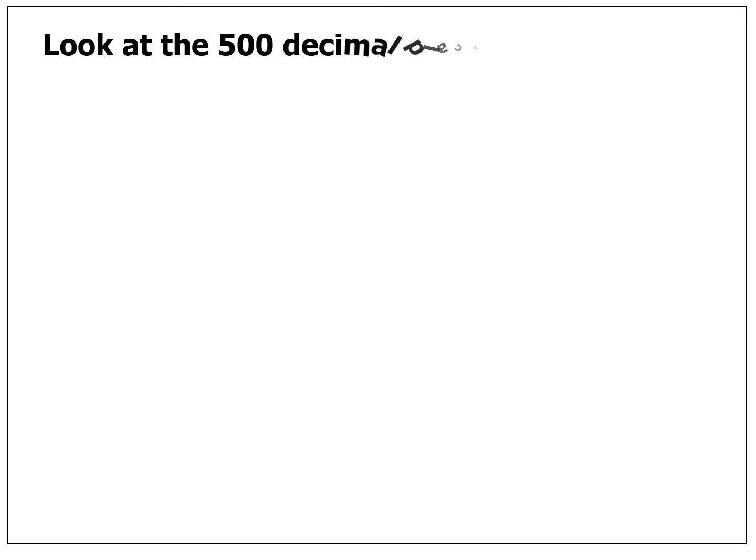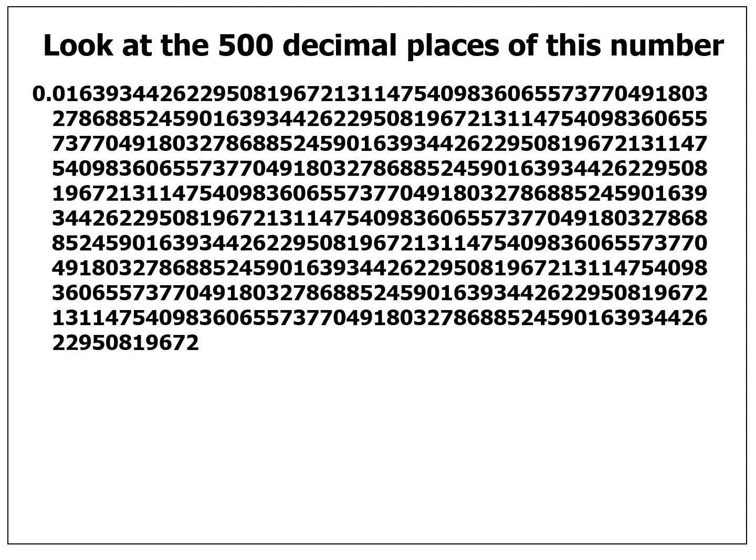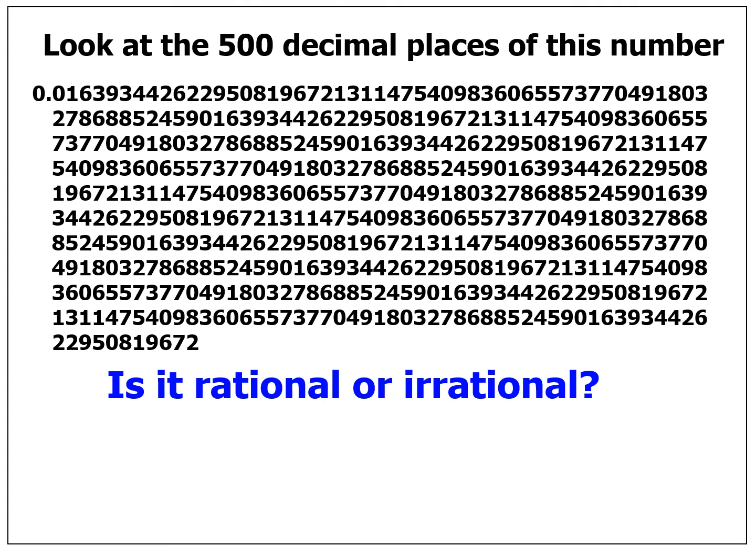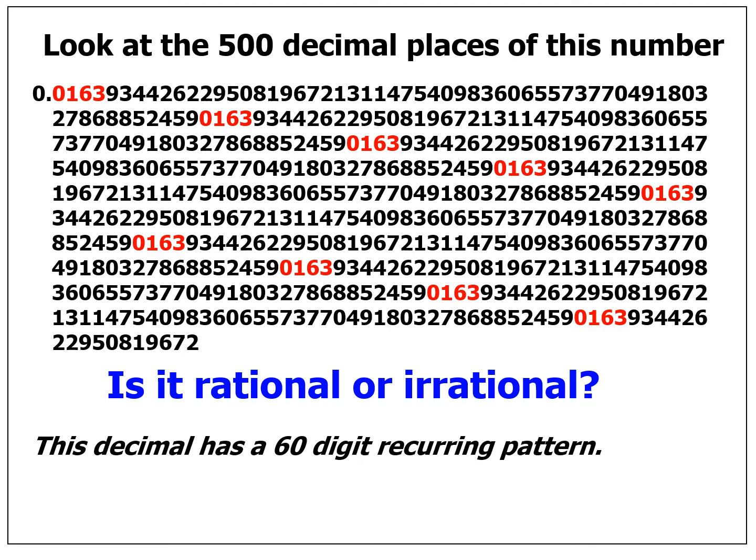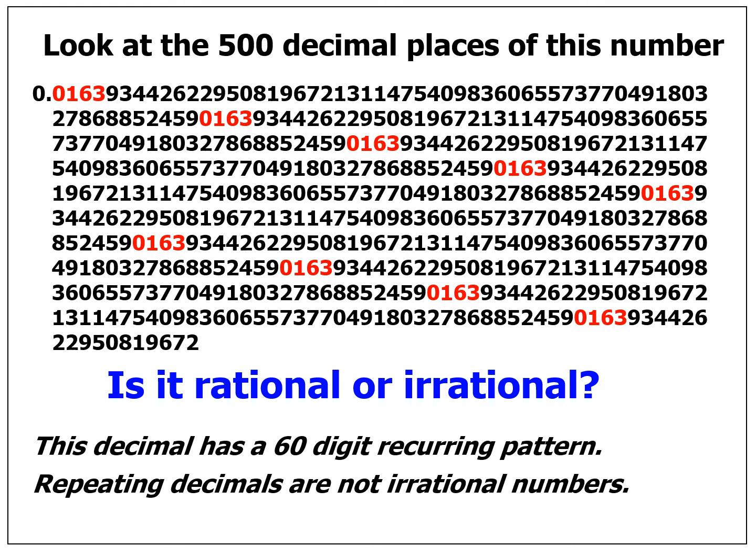So let us look at the 500 decimal places of this number. Is it rational or irrational? Let us see. As you can see, the digits 0, 1, 6, 3 are being repeated. This decimal has a 60-digit recurring pattern. So therefore, repeating decimals are not irrational numbers.